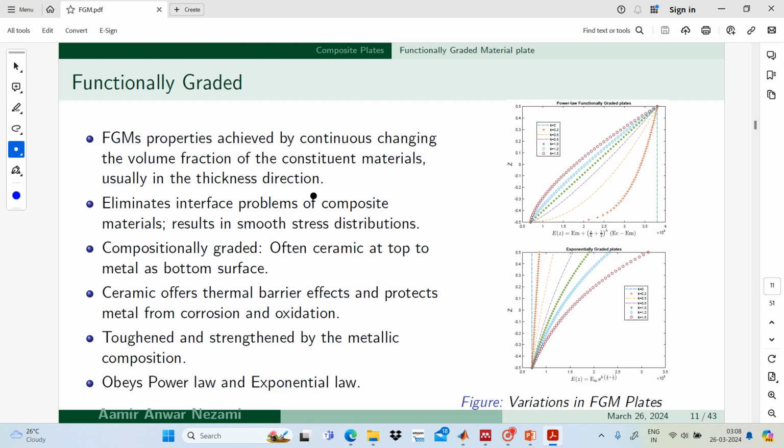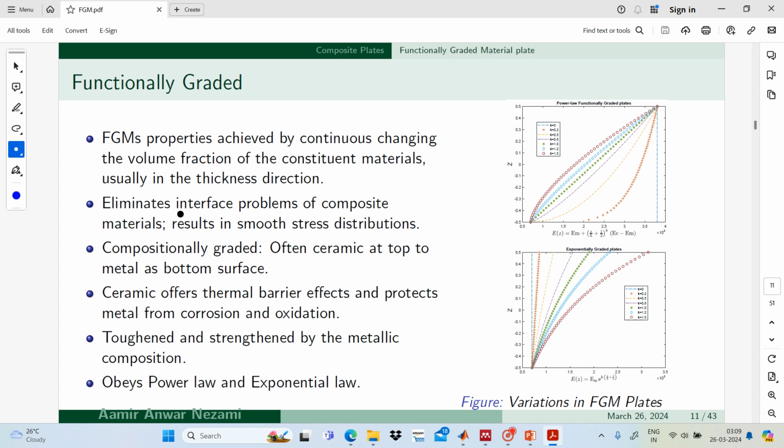So we will see here that the functionally graded material properties are achieved by continuously changing the volume fraction of the constituent materials, usually in the thickness direction, and then it eliminates the interface problem. So there is no interface problem now, because it is continuously varying throughout the thickness of the plate. Okay. So we can see from this figure also that the power law is used for these functionally graded plates, and this material property, or modulus of elasticity, is varying. Okay, this is varying continuously throughout the thickness using the power law.